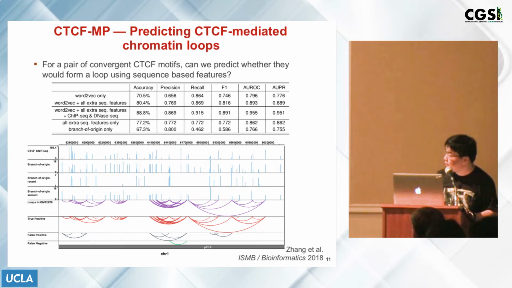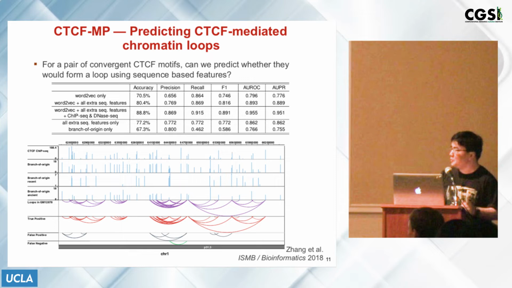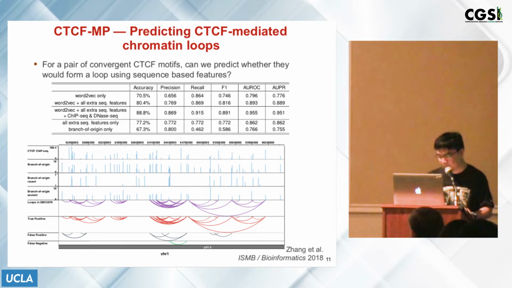And you probably cannot see this very clearly, but here there are two tracks that show the branch of origin. One is more recent, after the primate common ancestor, and one is ancient, before the primate common ancestor. We show that the ones that came into the human genome before the primate common ancestor are more likely to form these chromatin loops.